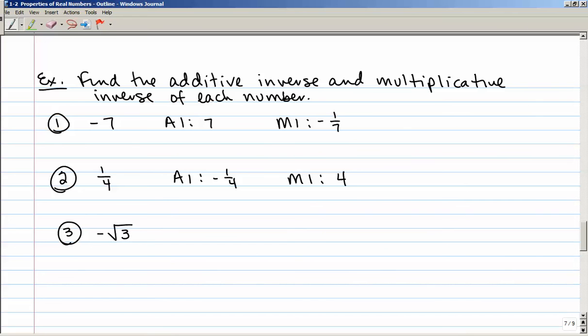Third example here, negative square root of 3, don't let that throw you. The fact that we have a square root, the additive inverse is going to be a positive square root of 3. And the multiplicative inverse is going to be 1 over the negative square root of 3.